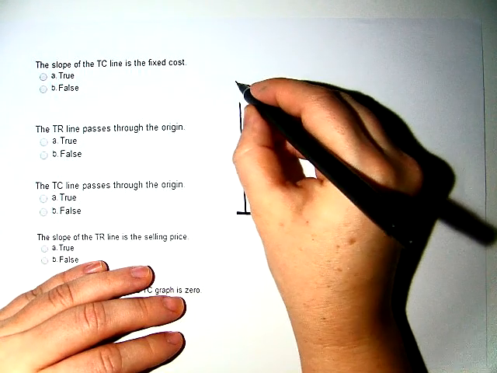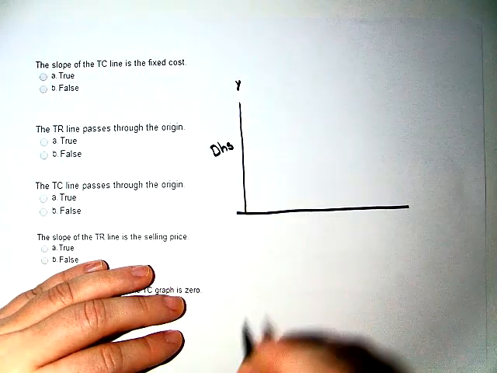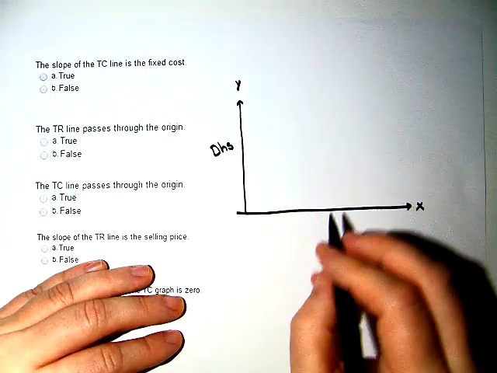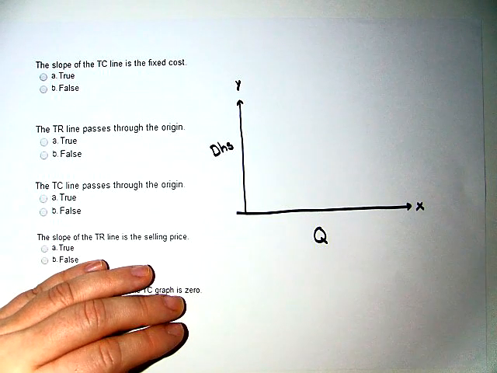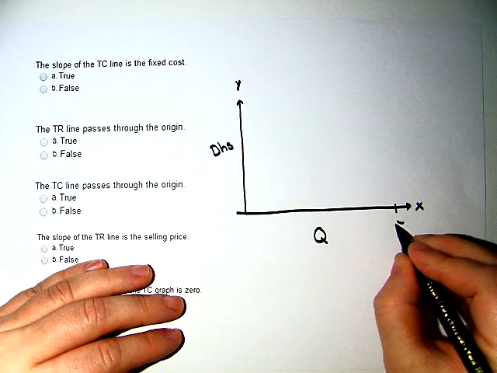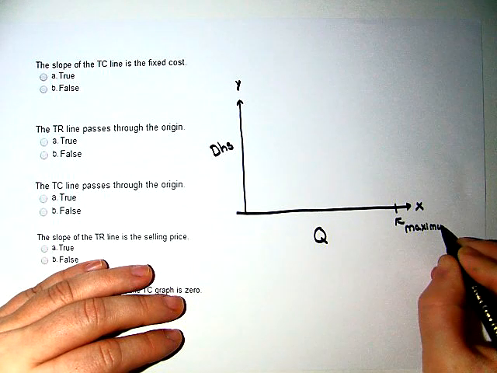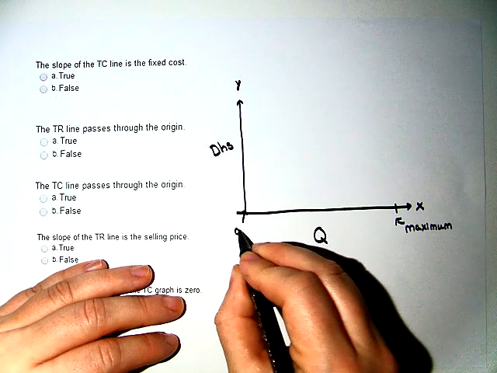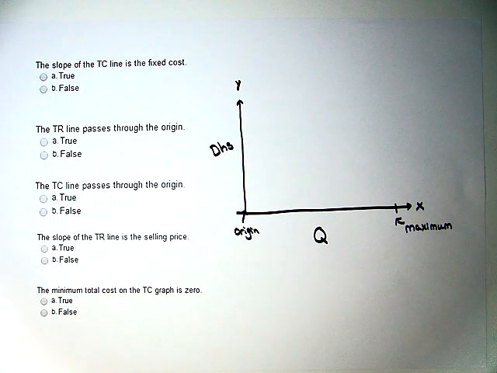Now the y-axis is always dirhams and the x-axis is your quantity. So when you're looking at capacity, you will hit a certain point, which is your maximum, meaning your capacity. Okay, this point right here is the origin. So let's go ahead and look at our two graphs.